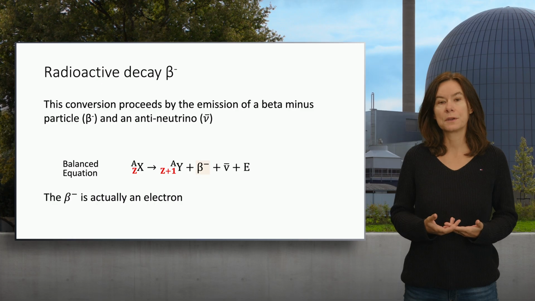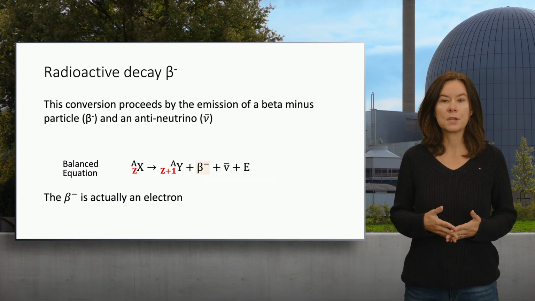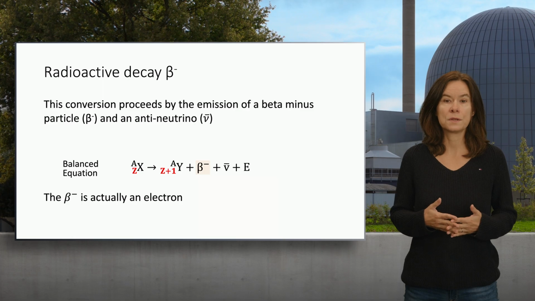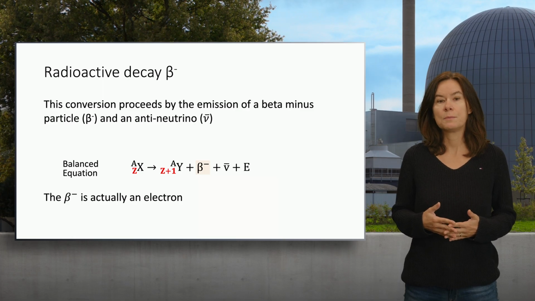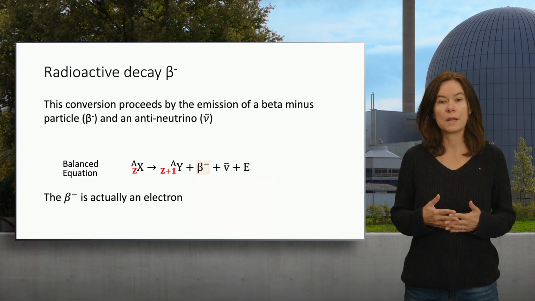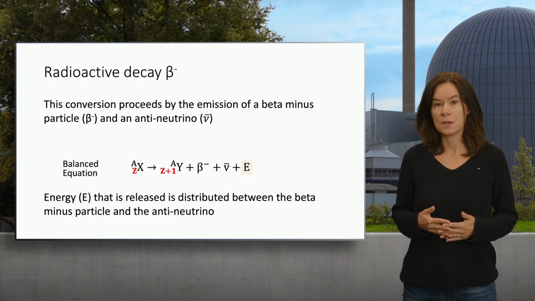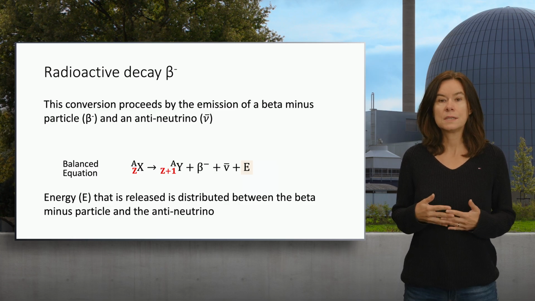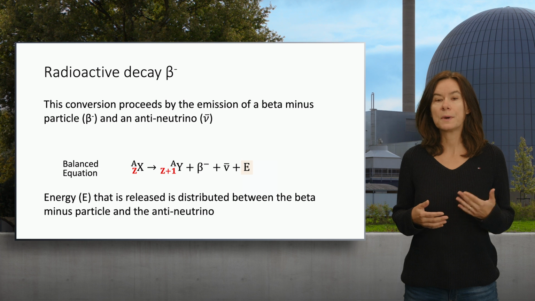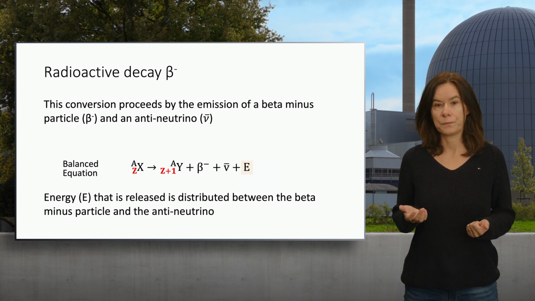The beta-minus particle is actually an electron, but it is called a beta-minus particle to distinguish it from the electrons orbiting in the electron shells. The beta-minus particles originate from the nucleus and not from the electron shells of the atom. Note that beta-minus decay also results in release of energy, shown here in the equation. This energy will be divided between the beta-minus particle and the antineutrino.